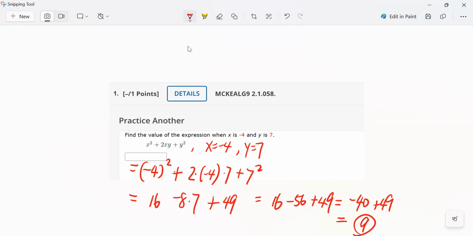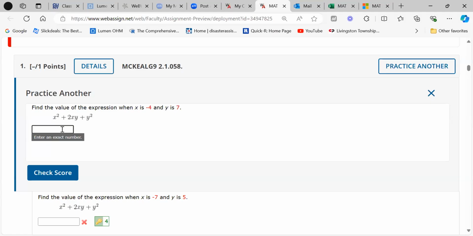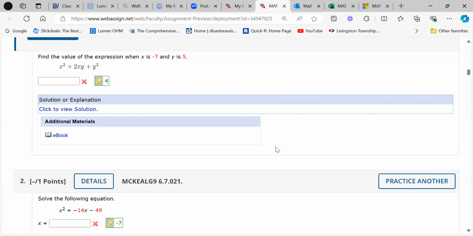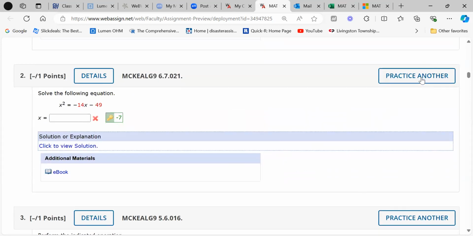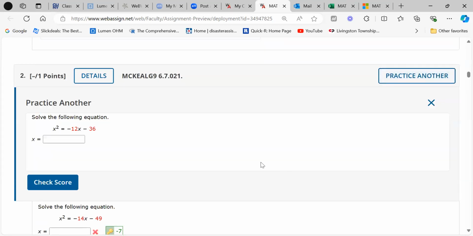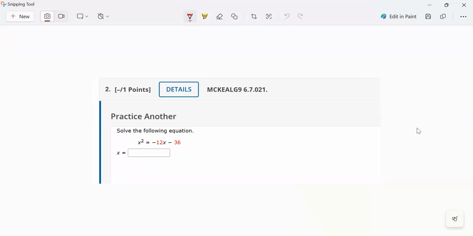Any question about this? Okay, then let's take a look at this question here, right? Question number 2. I'll give you a couple minutes and I'll go over the solution.